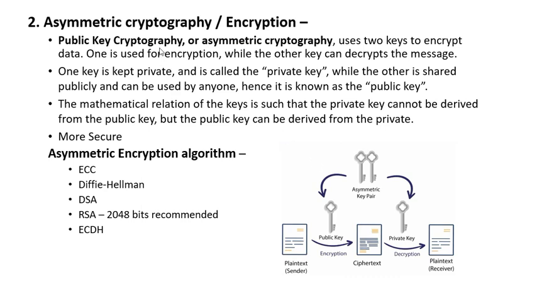Next we have asymmetric cryptography, which we also call public key cryptography. Here we use two keys to encrypt data. One is used for encryption, while the other key can decrypt the message. One key is kept private and is called the private key, while the other is shared publicly and can be used by anyone. Hence it is known as the public key.